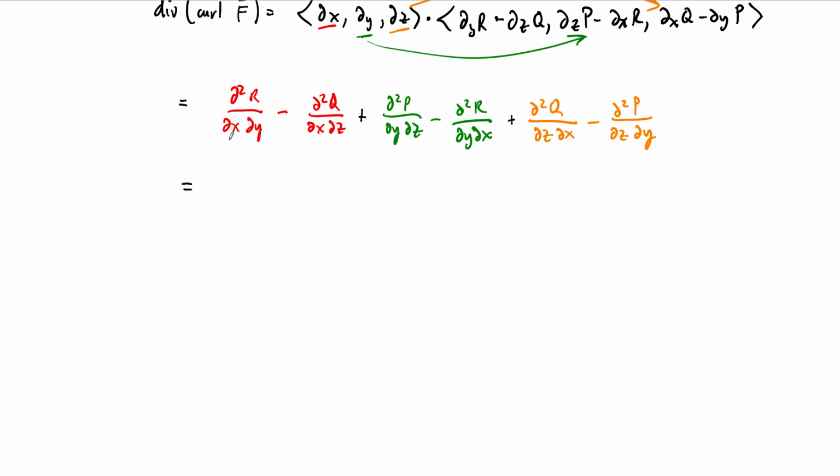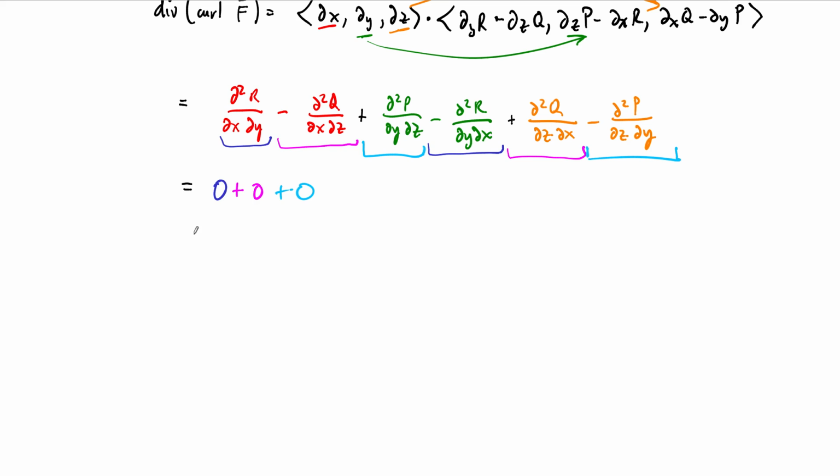Well, we do, because we have d squared r dx dy minus d squared r dy dx, okay? So I'm going to make that 0 by Clairaut's Theorem. Then we have minus d squared q dx dz plus d squared q dz dx. Again, the signs are opposite, the orders are reversed, but Clairaut says, who cares? Those are the same, right? Those are equal by Clairaut's Theorem. And then finally, the only ones left are d squared p dy dz and minus d squared p dz dy. Again, order switched, doesn't matter. Clairaut's Theorem says they're equal.